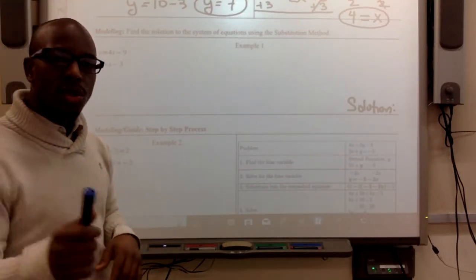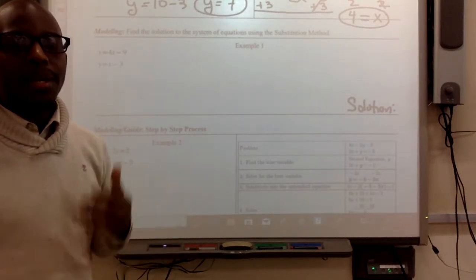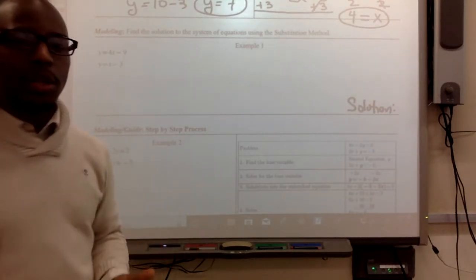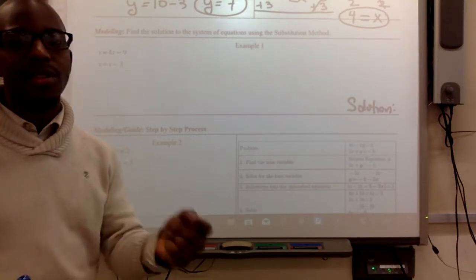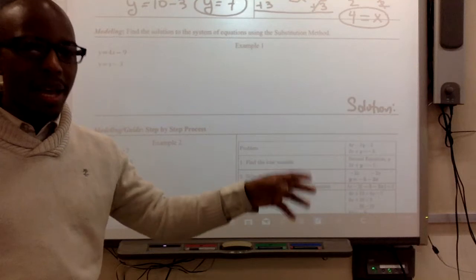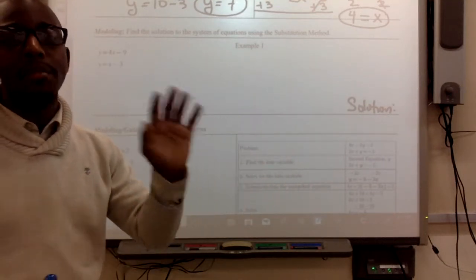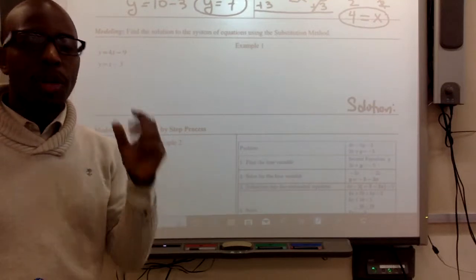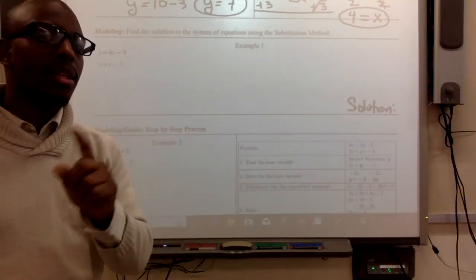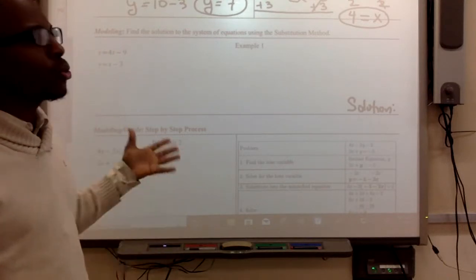The method of substitution is different. Why are we learning different methods if they all give us the same answer? Because you're not sure what you're going to be given, especially on the Regents exam. It may say to solve the system using the substitution method, or the graphing method, or even elimination. Whatever method they tell you is the method they want you to use. So let's look at how to use substitution.